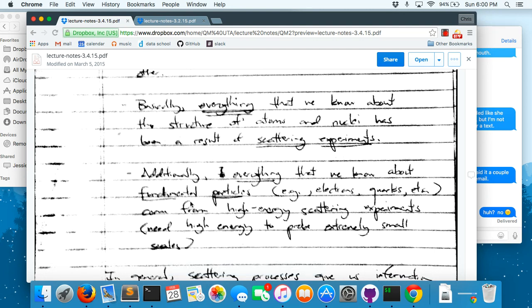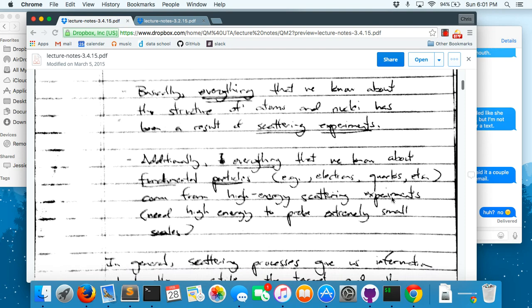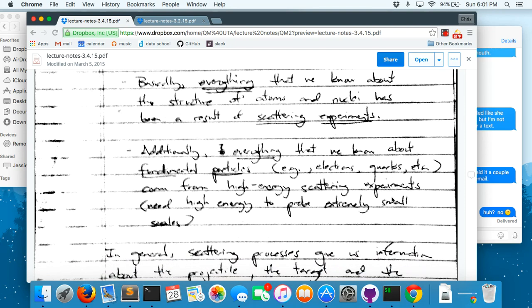So fundamental particles are particles that can't be broken down into smaller pieces, right? So those are like electrons, quarks, photons, gluons, things like this. So particles that are truly fundamental. In other words, they don't have any internal structure, like a proton or a neutron or a nucleus.